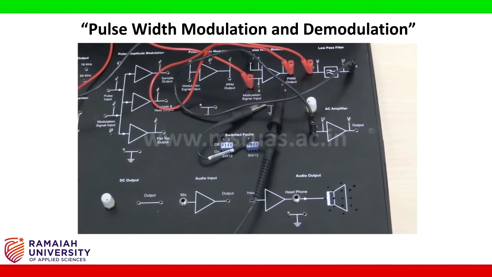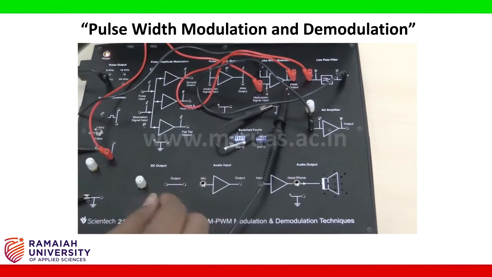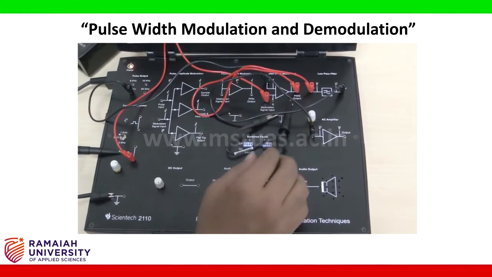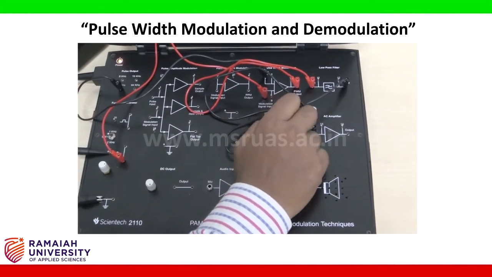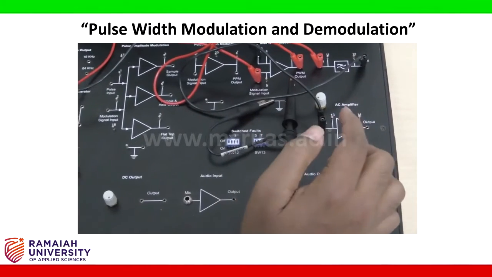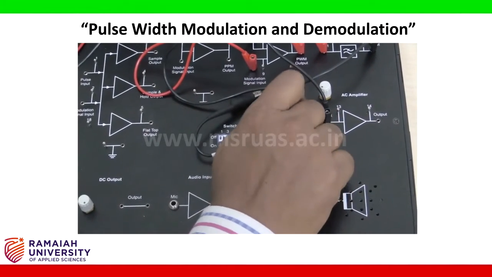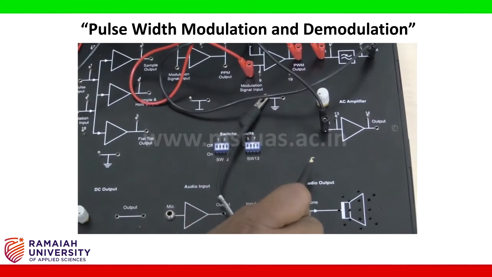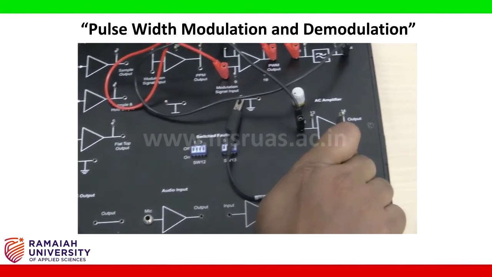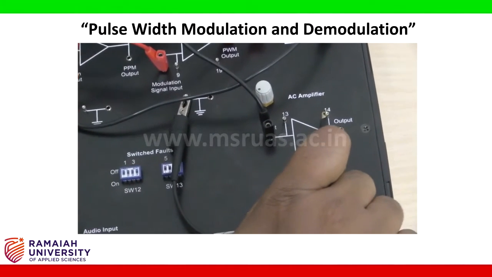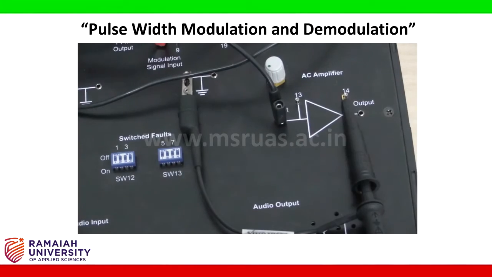Now there is a small change in the probe connection. Channel 2 probe is connected to the output of the AC amplifier instead of the pulse width modulation block. So I am connecting the channel 2 probe to the output of the AC amplifier.